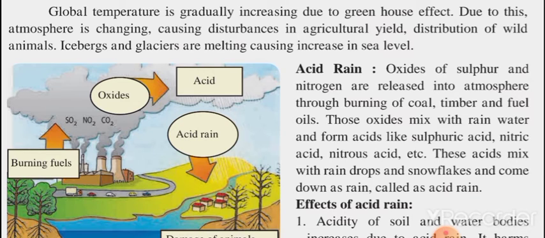Likewise, due to global temperature, greenhouse effects increase, and due to that the atmosphere is changing anywhere, anytime, like a lot of raining. Because of this disturbance, it affects agriculture yield, and it will disturb the distribution of wild animals. Icebergs and glaciers are melting, causing an increase in sea level. Okay, so here is the diagram for the same.